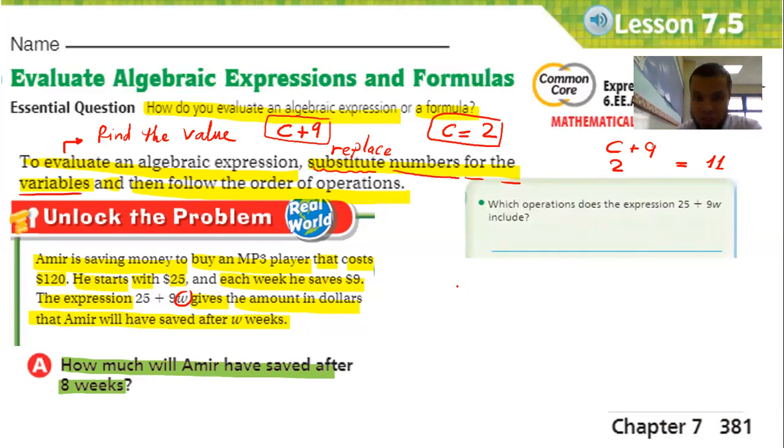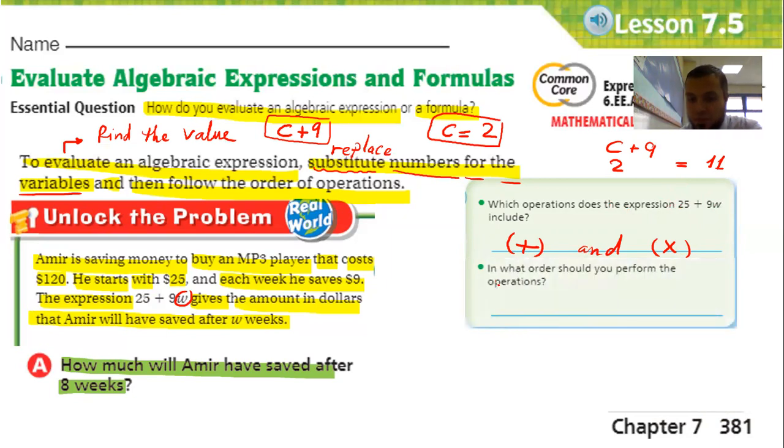Ask yourself some questions before you solve. Which operations does the expression 25 plus 9W include? What operations do you see here in this expression? Yeah, excellent. Addition, and great job, multiplication between 9 and W. So we have two operations in this expression. If we know the value of W, can we solve this expression? Yes.